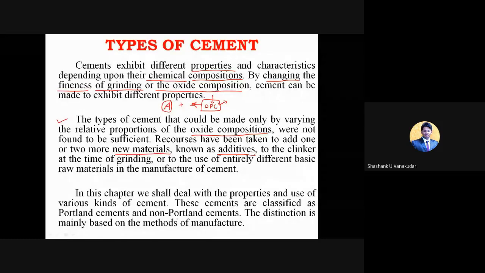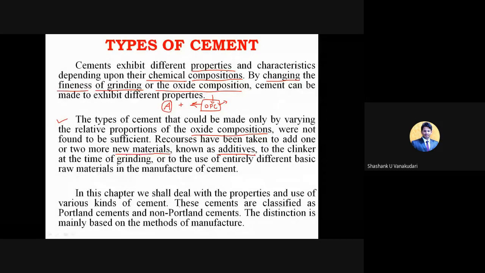And in this chapter, we shall deal with the properties and use of the various kinds of cements. These cements are classified as Portland cement and non-Portland cement. So here the distinction is mainly based on the methods of manufacture. You can ask what is Portland cement and what is non-Portland cement. That is purely dependent upon the manufacturing phase.